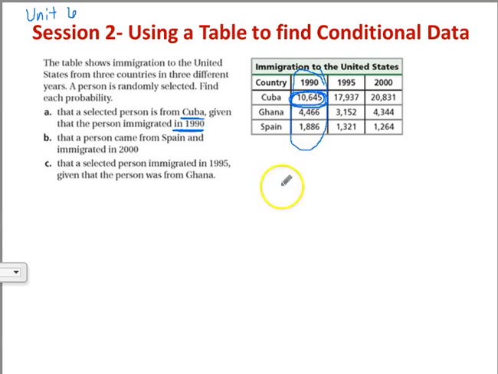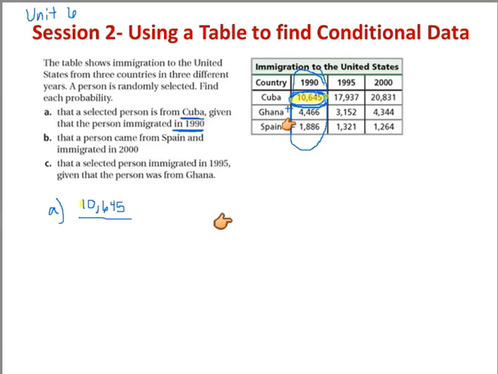So for part A, the numerator is going to be the number of people that immigrated in 1990 that were from Cuba. So we're going to use that number, 10,645. And then, what's the total number of people that immigrated in 1990? That's going to be our denominator. So we need to add all the people who immigrated to the United States in 1990. So we're going to add 10,645 plus 4,466 plus 1,886. So we're going to add all these numbers together to give us the total number of people that immigrated in 1990, and that would be our total number of outcomes that would go in our denominator.